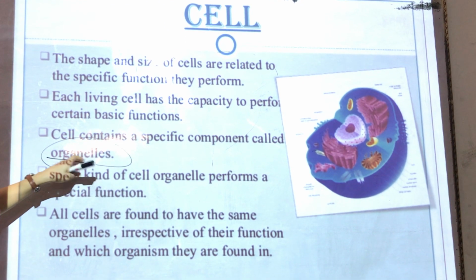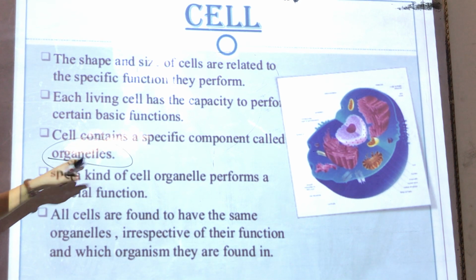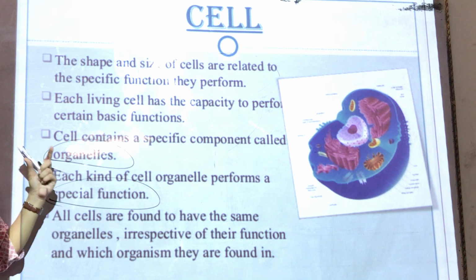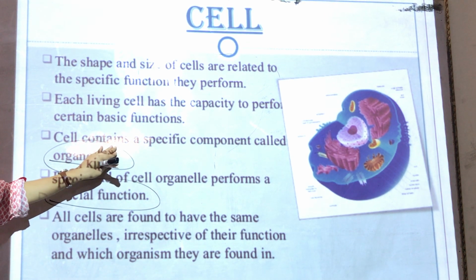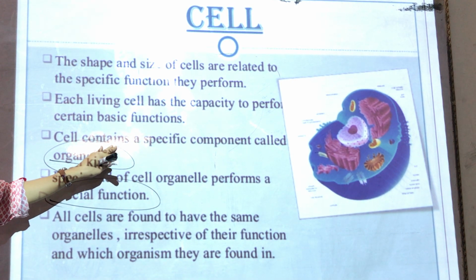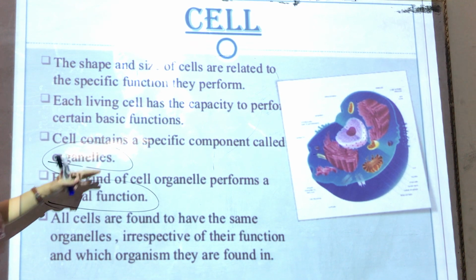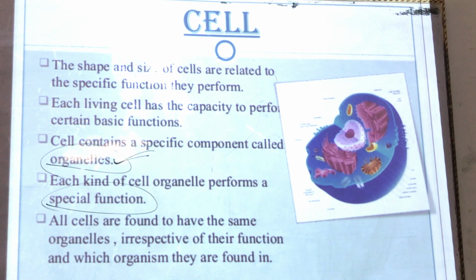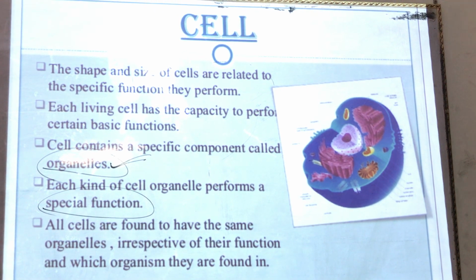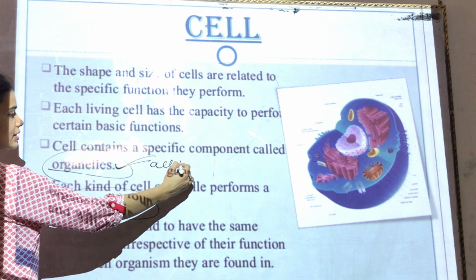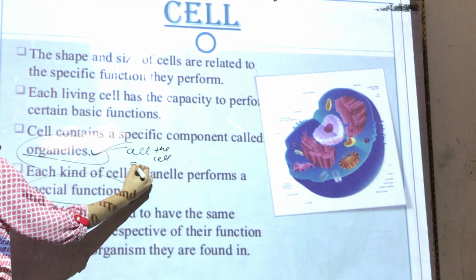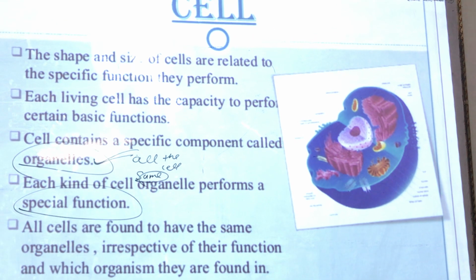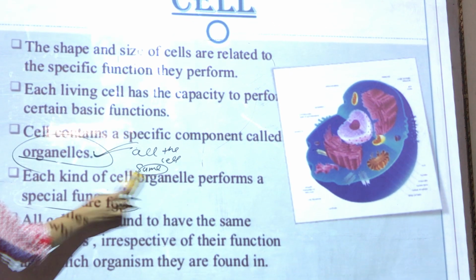All these structures that you can see inside the cell are organelles, and these organelles perform those functions. All these functions are performed by organelles. A cell is able to live and perform all the functions just because of these organelles. It is very interesting to note that all the cells have the same organelles inside them.